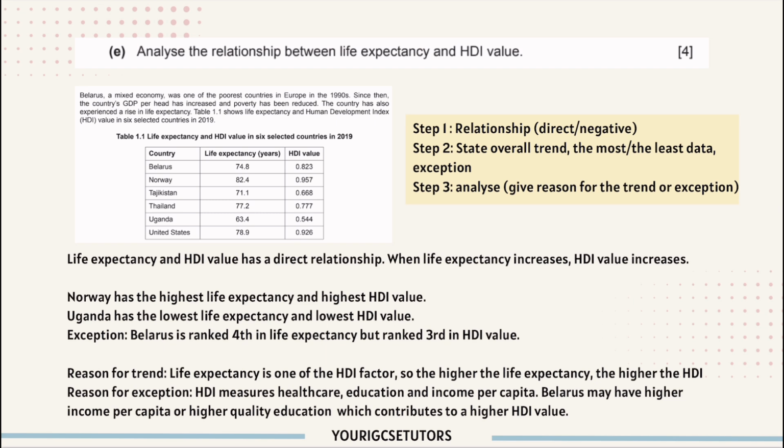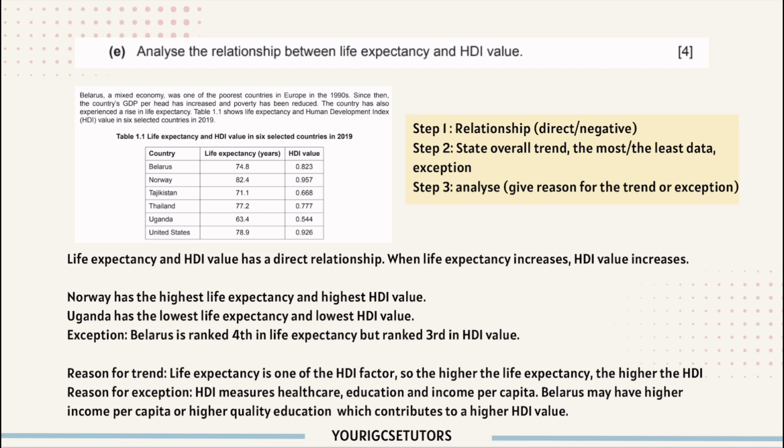Okay, so moving on to the last step, which is the reason. You need to state it. So first, the reason for the trend. Life expectancy is one of the HDI factors. So the higher the life expectancy, the higher the HDI. And the second one is the reason for the exception. HDI measures healthcare, education, and income per capita. Belarus may have higher income per capita or higher quality education, which contributes to a higher HDI value. So basically, you just explain why, when Belarus has a lower life expectancy, it will have a higher HDI value.